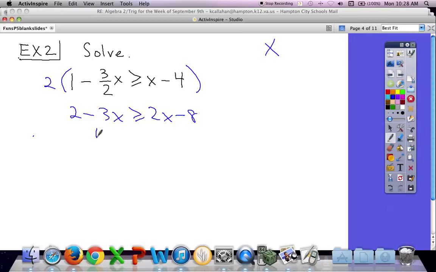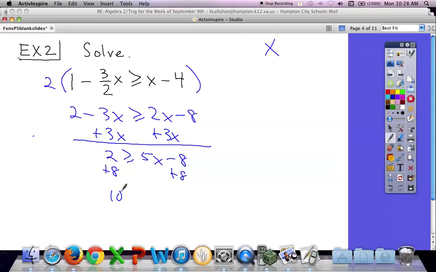That's why the recommended would be add 3x to both sides. Then we keep that with a positive coefficient. 2 is greater than or equal to 5x minus 8. Okay, add 8. 10 is greater than or equal to 5x.